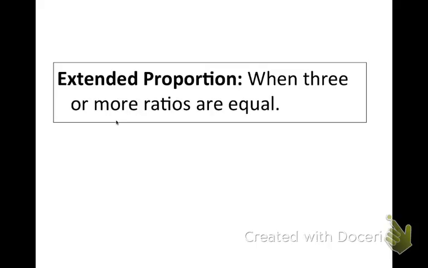We won't usually go more than 3 because we're stopping at triangles. All right, and then the last one for this set is the cross product property, which is what your cross multiplication does for you when solving proportions.